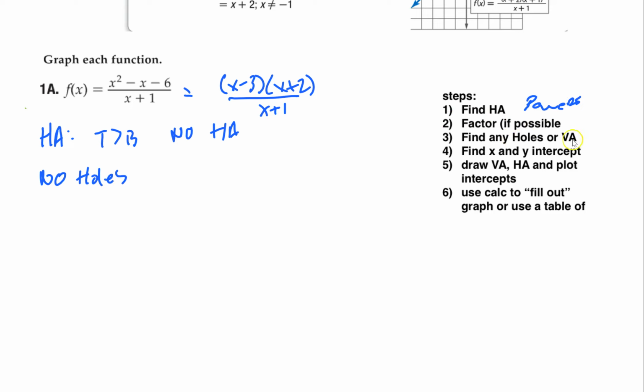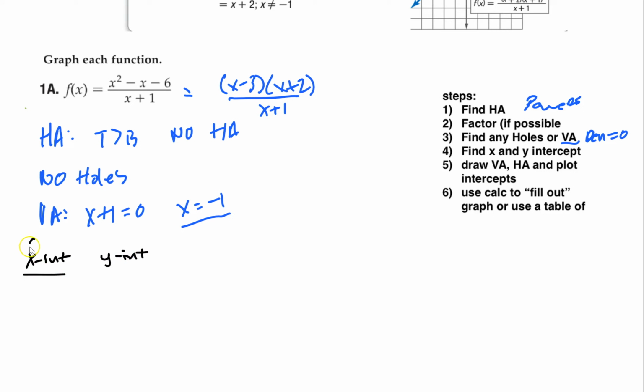And the last one of these, let's find some vertical asymptotes. Remember that the way you find that, it's always set the denominator equal to 0. It never changes. So x plus 1 equals 0, and you get x equals negative 1. So we do have a vertical asymptote. We don't have a horizontal or holes, but we have a vertical asymptote. Now, so we can make it up a little better, let's find the x-intercept and the y-intercept.